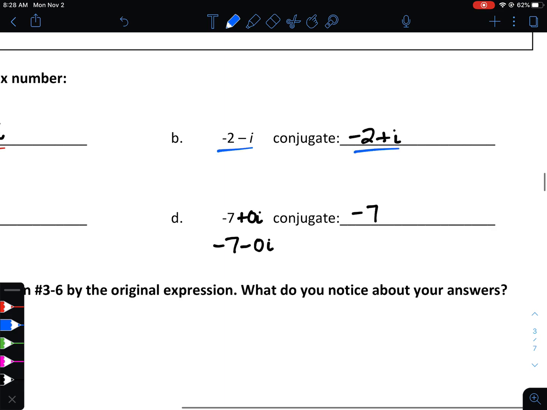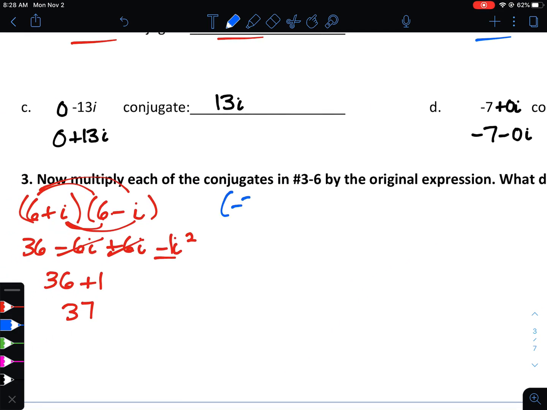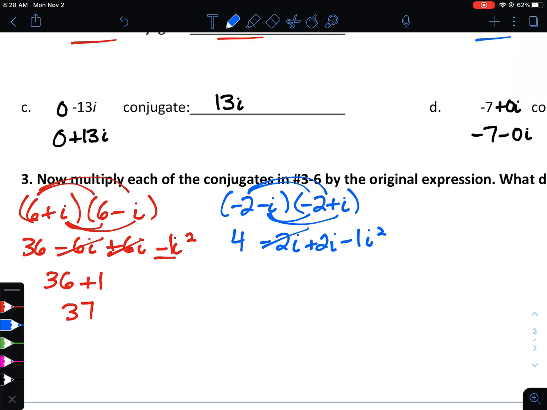For example B, we had -2 minus i and -2 plus i. So let's go ahead and multiply those together next. Multiplying, we're going to end up with 4 minus 2i plus 2i minus 1i squared. Again, notice that -2i and plus 2i are going to add to be 0. And then the i squared is going to change your -1 to being a +1. And then 4 plus 1 is 5. So again, we ended up with a real number. And you might already see kind of where this is headed.